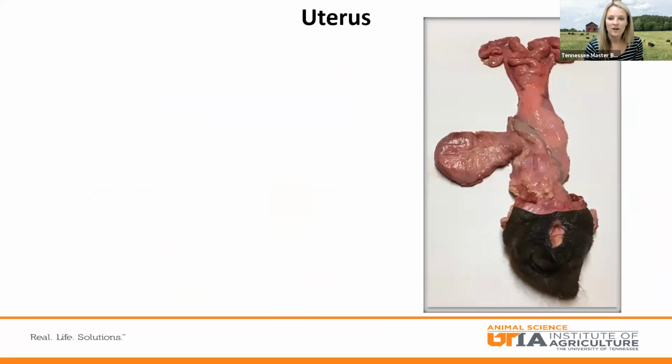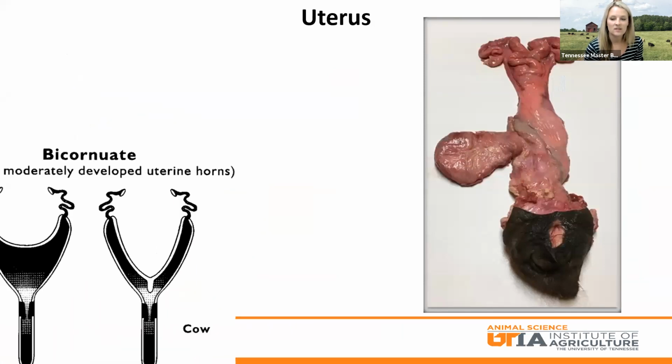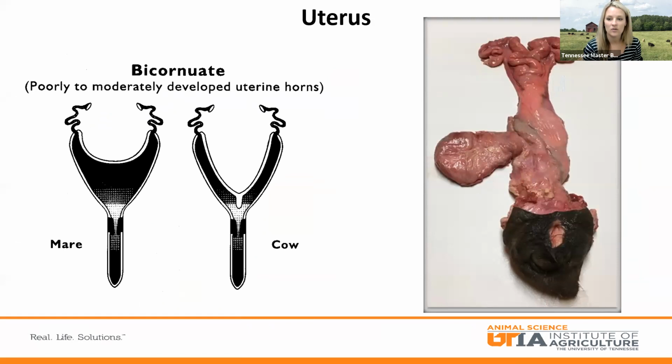Okay. So moving right along to the next part of the tube system, we get to the uterus. Cattle and mares both have what we call a bicornuate uterus. And basically that just means that there are uterine horns. Cows are more distinctive when compared to mares.